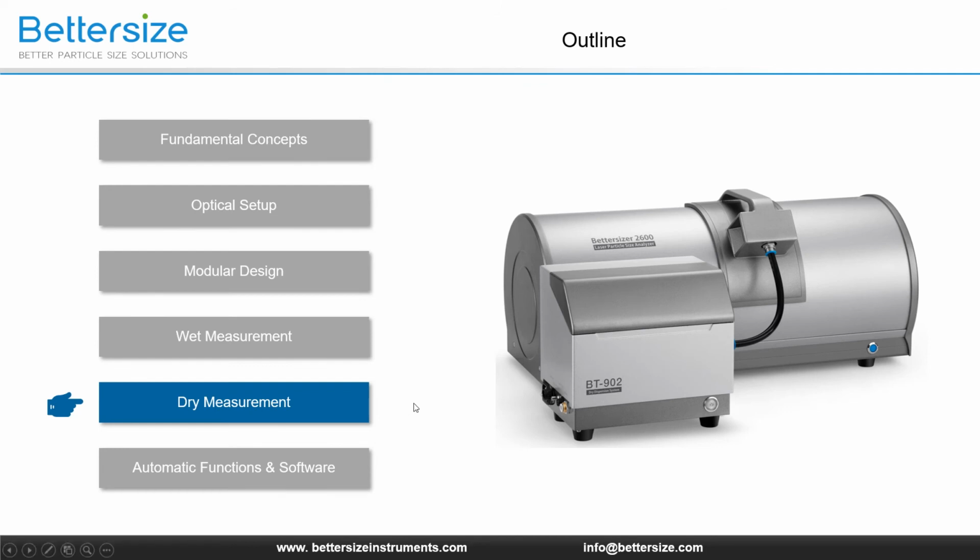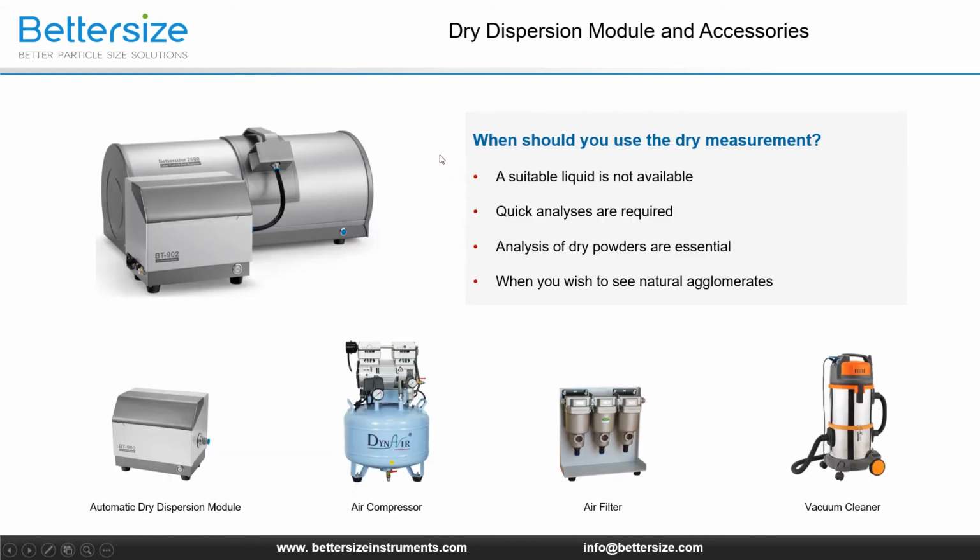Besides the wet measurement, let's talk about the dry measurement, a quite convenient and efficient method. In some cases, dry measurement has priority over wet measurement. For example, a liquid is not available, or quick analysis is required. When you have to analyze dry powders or see natural agglomerates, dry measurement becomes indispensable, but only a dispersion module BT902 is not enough. The Bettersizer 2600 comes with other accessories, such as an air compressor, air filter, and vacuum cleaner.